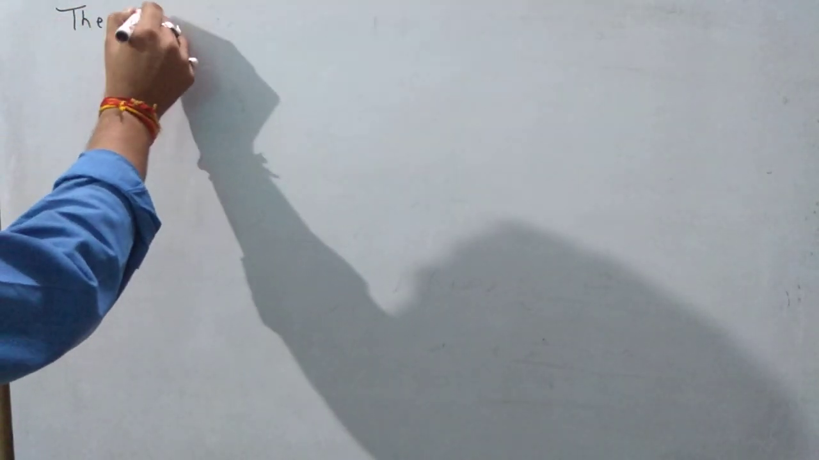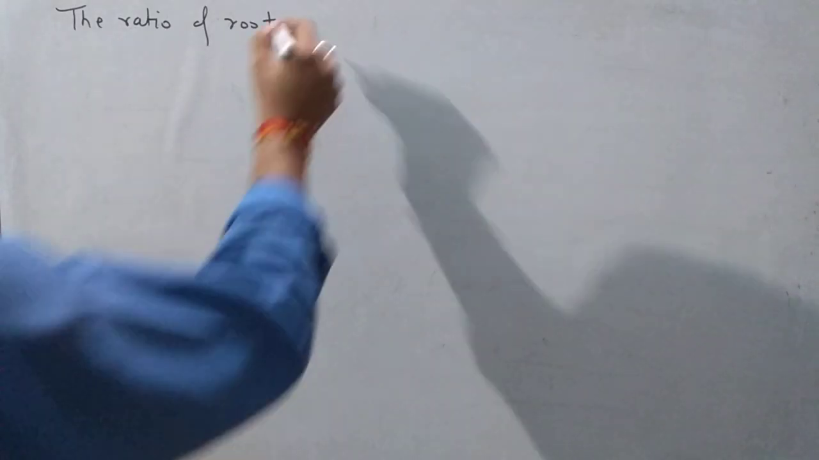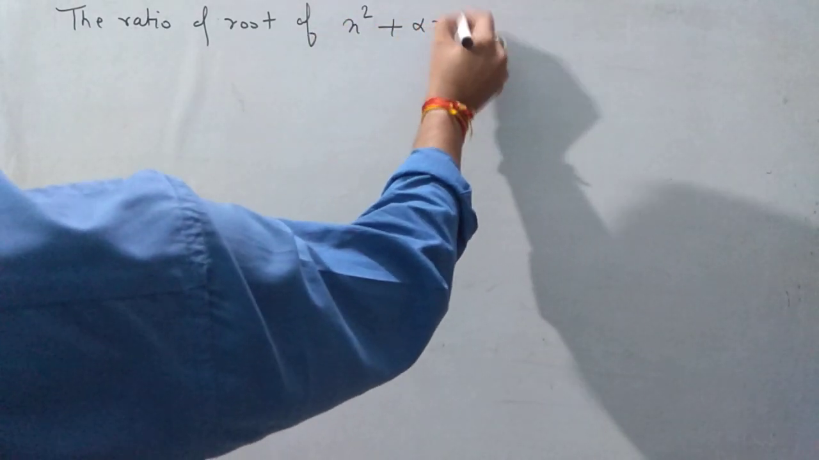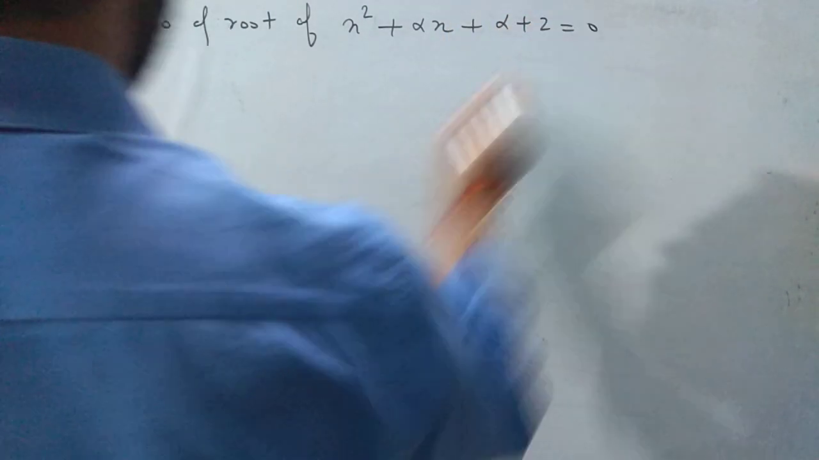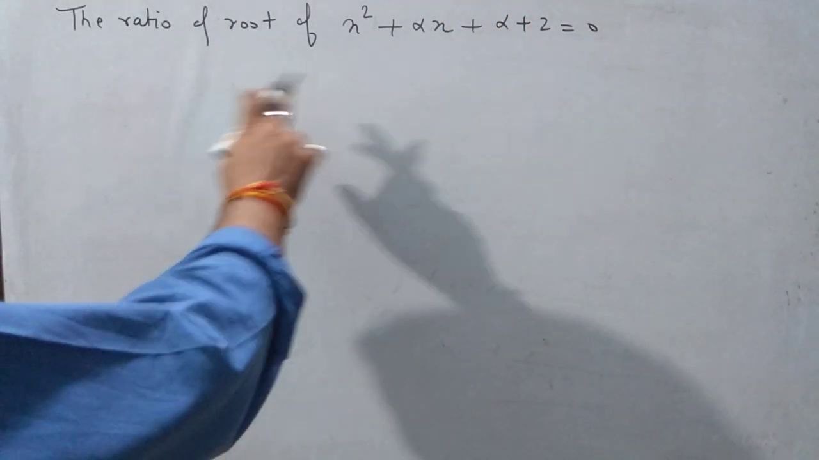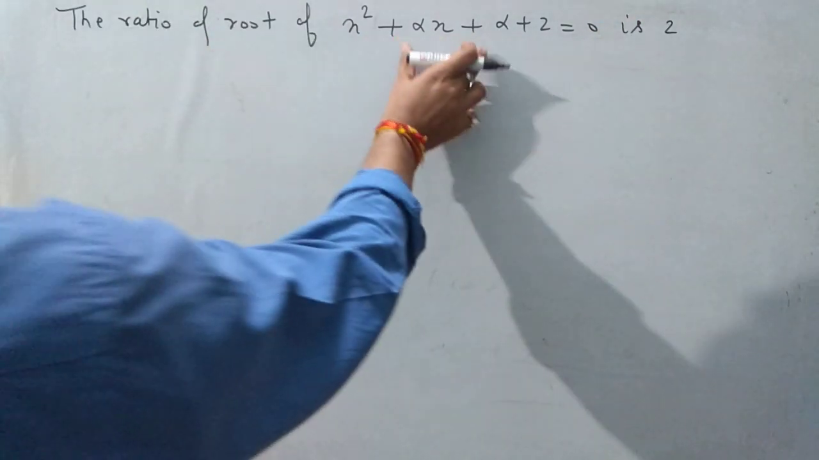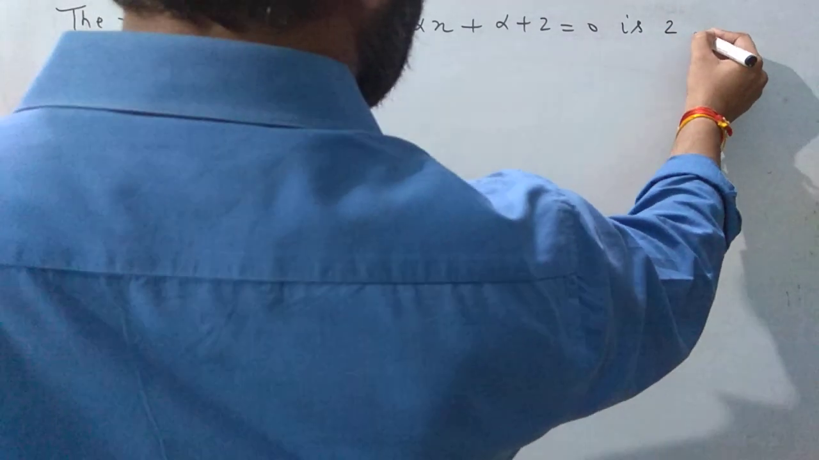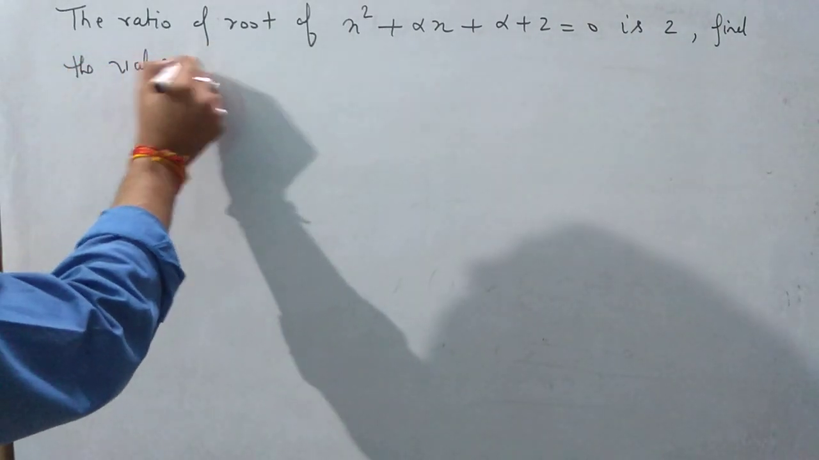Now the question is: if the ratio of the roots of the equation x square plus alpha x plus alpha plus 2 equal to 0, the ratio of the roots of this equation is 2. Find the value of alpha. Question is, find the value of alpha.